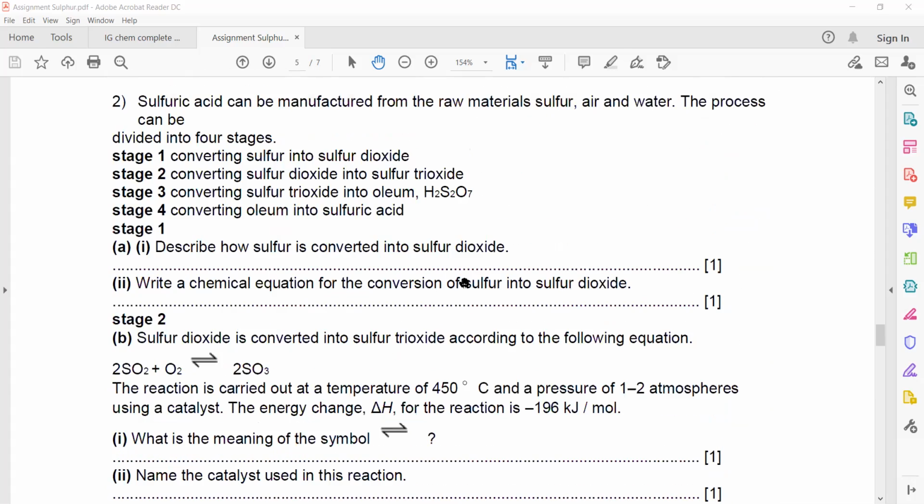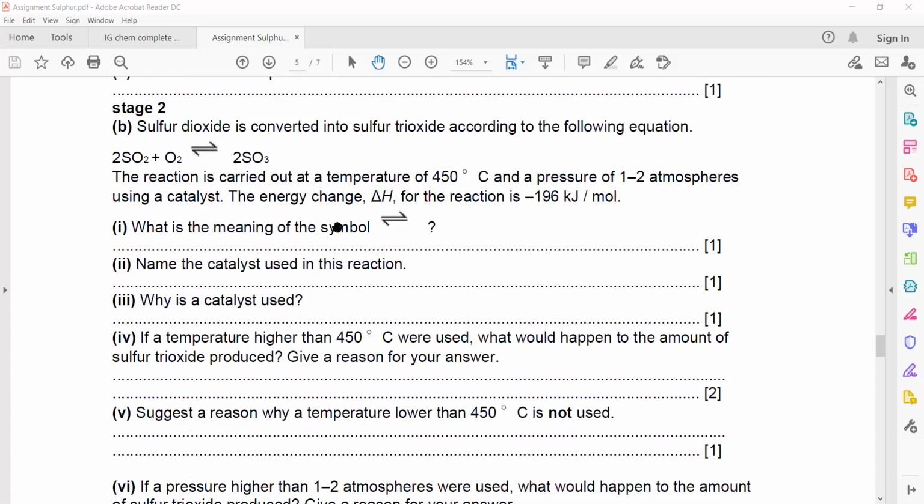So these are the questions. More questions are there, but they're similar. You can see: describe how sulfur is converted into sulfur dioxide by reacting with air. Write a chemical equation for this. Sulfur reacts with oxygen to give sulfur dioxide. Sulfur dioxide is converted into sulfur trioxide. What is the meaning of this symbol? It means a reversible reaction.